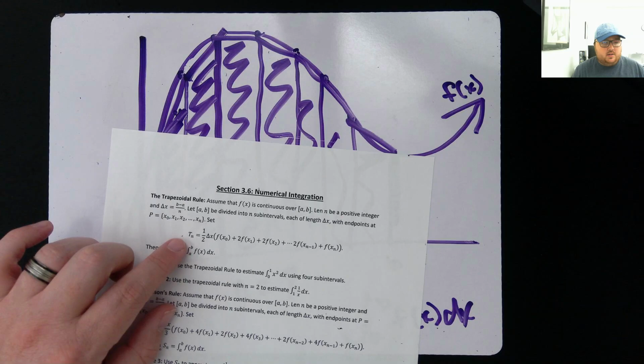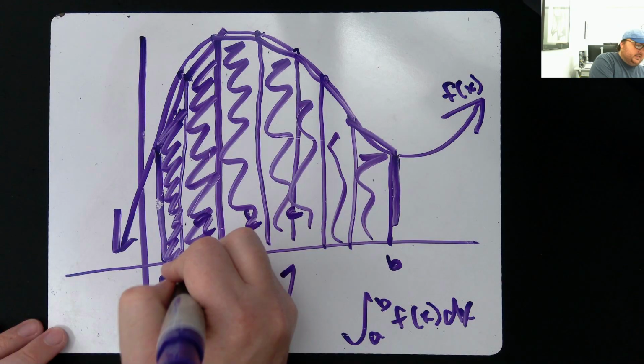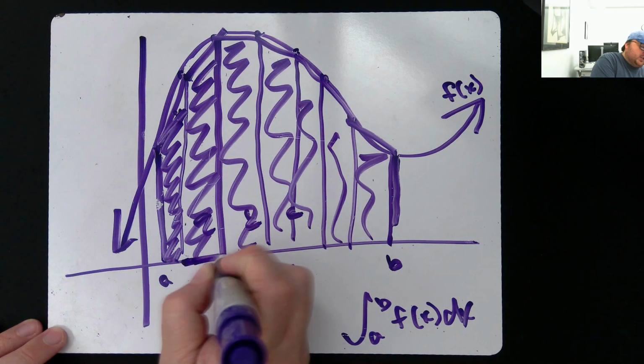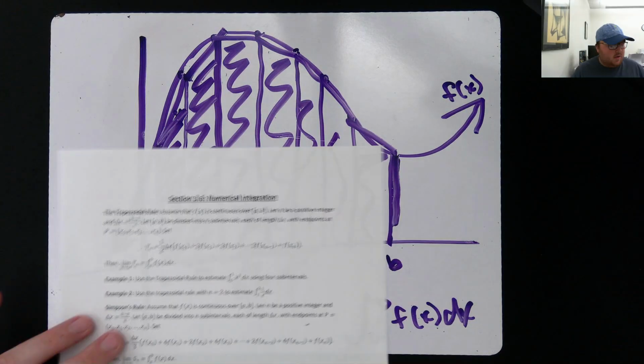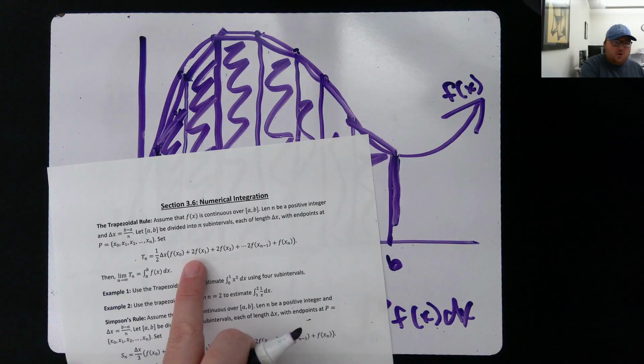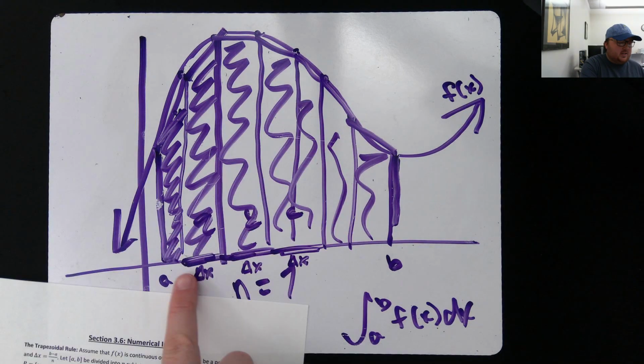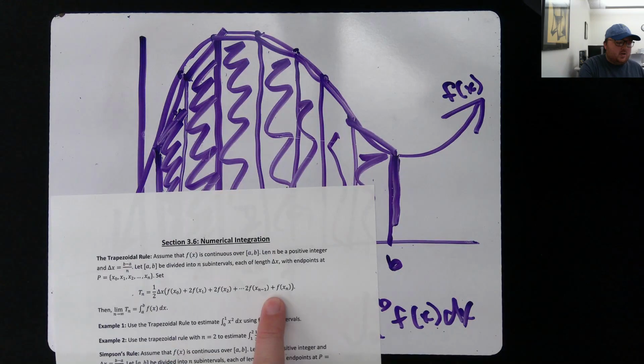Remember, that's going to be my change in x. Delta x is going to be the width of each part. This is going to be delta x, this is going to be delta x. I didn't draw this well, but every delta x should be the same. Delta x times f of my first point, so f of where I start, in this case a, plus 2 f of my next point, plus 2 f of my next point, plus 2 f of my next point, on and on and on. And then my last one is going to be just 1 f of my last point.